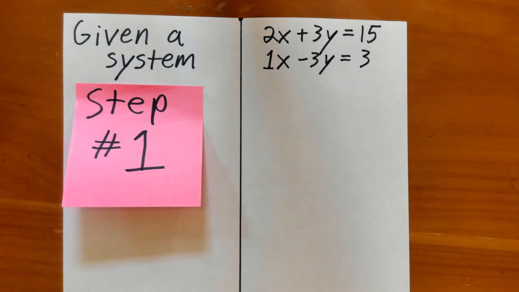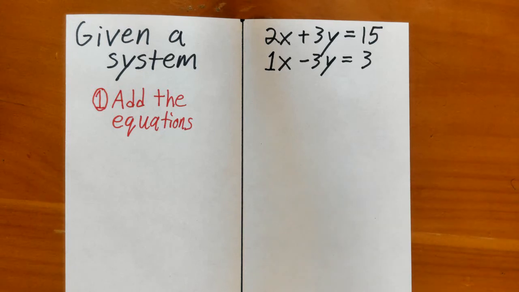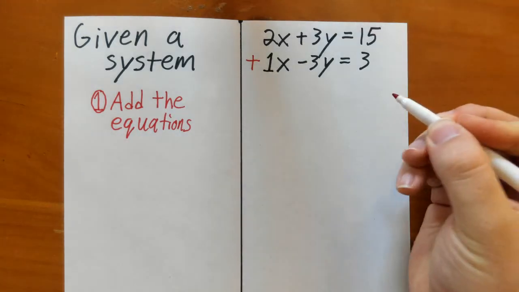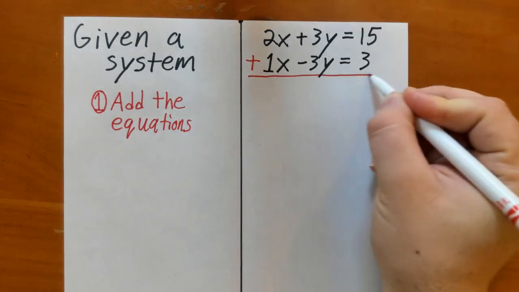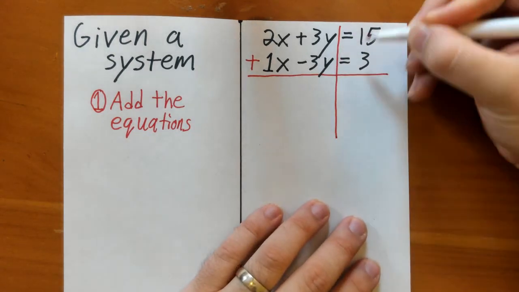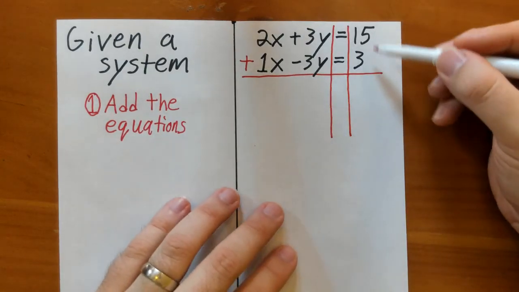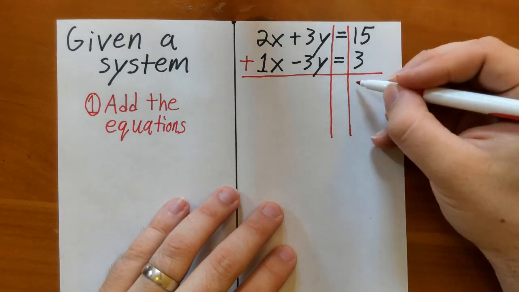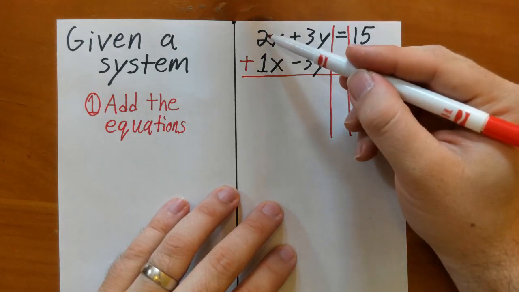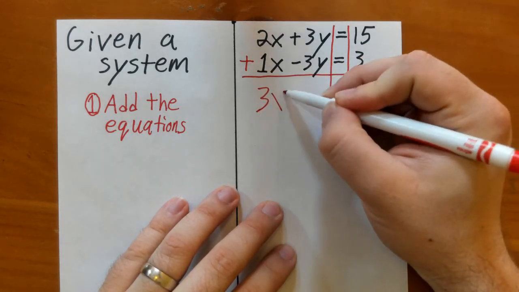Alright, so to solve this system, for step one you are going to want to add the equations. These two equations, I'm going to add them together. And as I do this, I'm going to set up my jail bars because I still have two sides to my equation. On this side, we just have numbers, right? 15 plus 3 is 18. On this side, we have the 2x plus the 1x, so we're going to get a 3x.